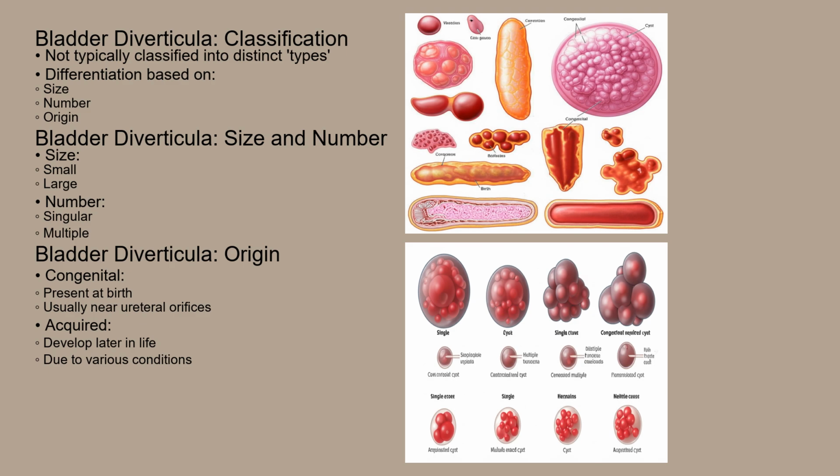While we don't typically classify bladder diverticulitis into distinct types, we can differentiate based on size, number, and whether it's congenital or acquired. Diverticula can be small and singular, or large and multiple. Congenital diverticula are present at birth, usually arising near the ureteral orifices, while acquired diverticula develop later in life due to the conditions we've already discussed.